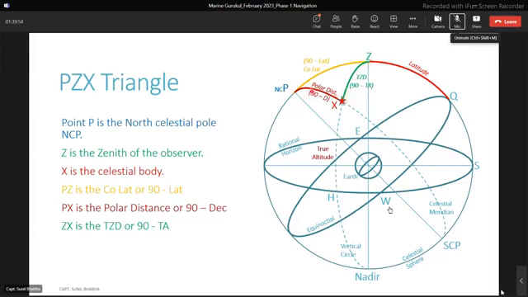So you can see the PZX triangle here represented. P to Z is 90 minus latitude or co-latitude. Z to X is the true zenith distance or 90 minus true altitude. And P to X is the polar distance of the body, in this case 90 minus declination. So these are the three sides of the PZX triangle. So beta, can we move on to the making of the rational horizon diagram now?